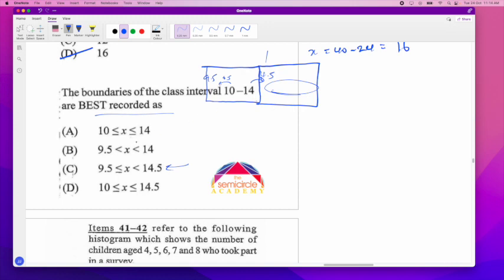And so it would be C. You include the 9.5, you don't include the 14.5. It is, however, the only answer that has 9.5 and 14.5.